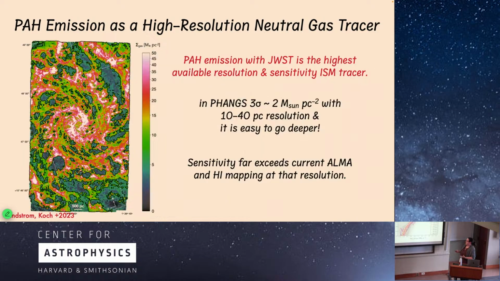So in the span of 88 seconds, the JWST images are equivalent to getting 2 solar masses per square parsec sensitivity at 3 sigma with something like 10 to 40 parsec resolution. And it is easy to go deeper. This was quite shallow.